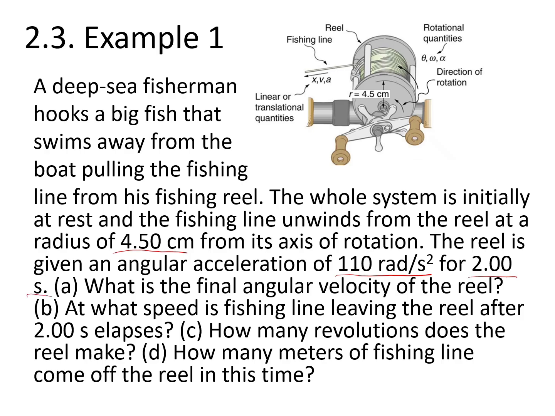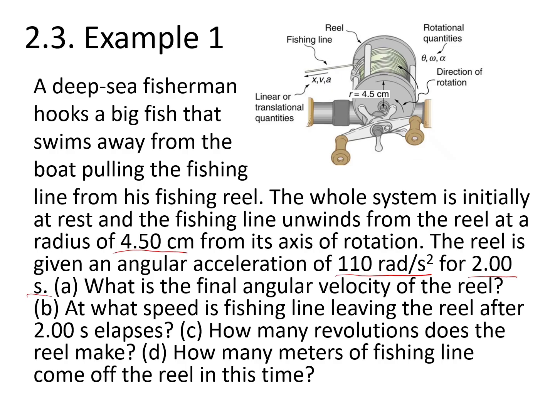We are asked four things. First, the final angular velocity of the reel. Second, the speed at which the fishing line leaves the reel after 2 seconds. Third, the number of revolutions the reel makes. Fourth, the length of fishing line that comes off the reel.